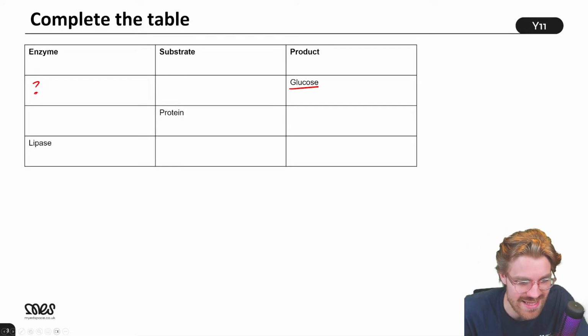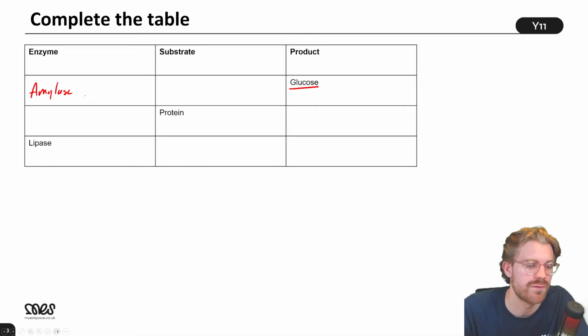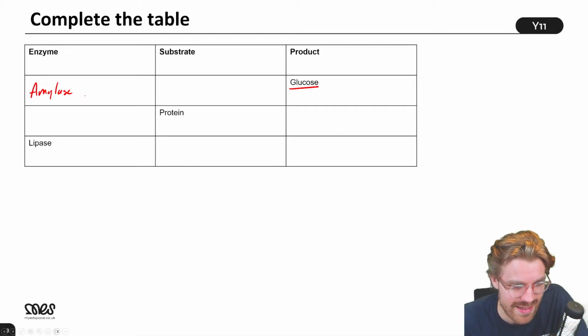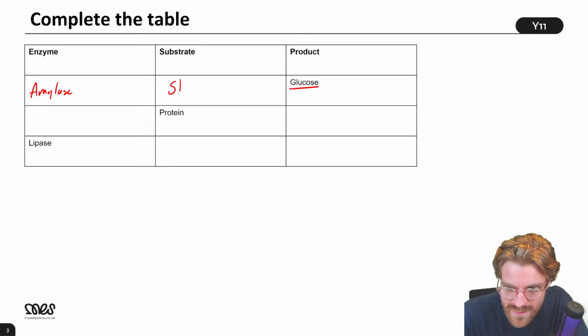Fantastic there, Neve and Kenzie and Kay. This is going to be amylase. And what is the substrate for amylase? The amylase is going to break something down. What's it going to break down to turn it into glucose? What is that amylase breaking down? It is starch. Exactly there, team. Very good.